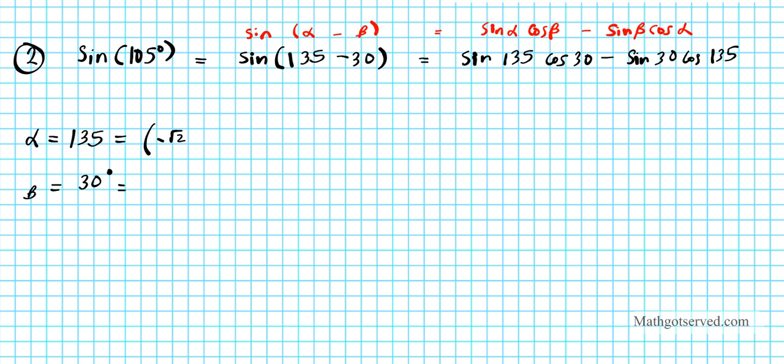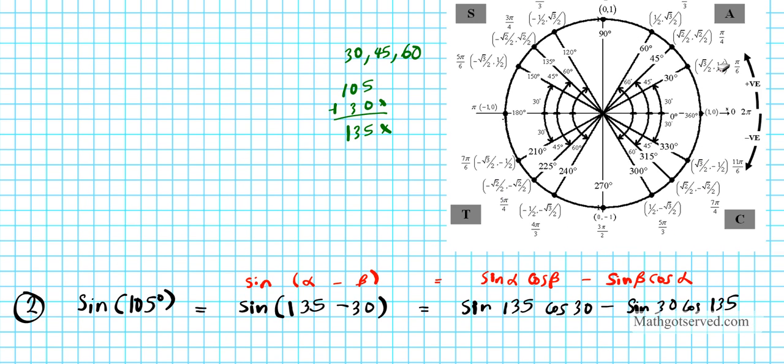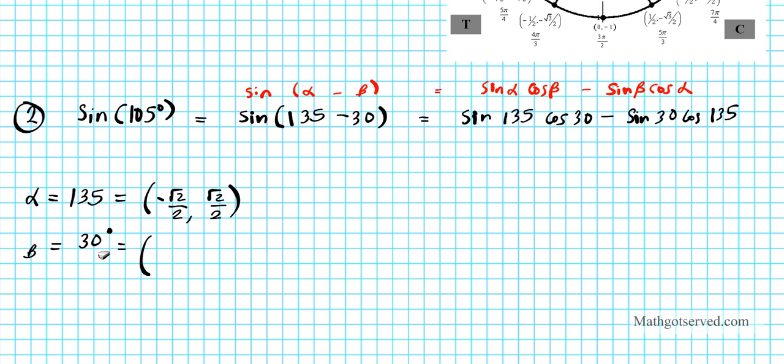Negative root 2 over 2 and root 2 over 2. And then for 30 degrees, we already know what that is. 30 degrees right here: root 3 over 2 and 1/2. So let's put that in. Root 3 over 2 and 1/2. This is my x coordinate, and this is my y. Remember, your x coordinate is your cosine, and your y coordinate is your sine.